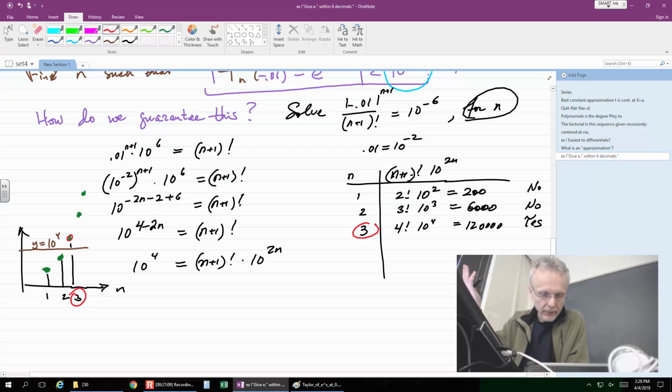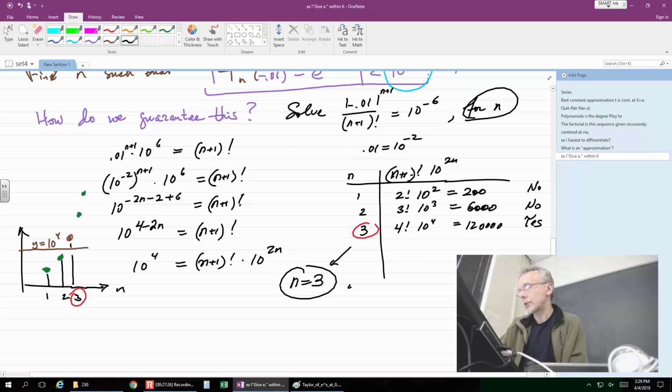I have n equals 7 here. Okay, so n is equal to, hold on a second, yeah, n is equal to 3. N is equal to 3 is our answer, which means that we're talking about cubic approximation.